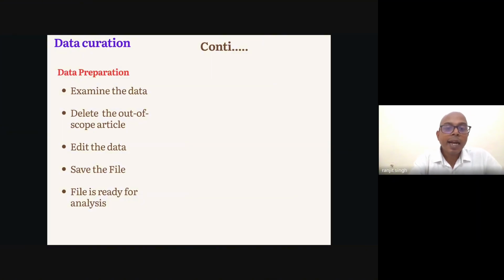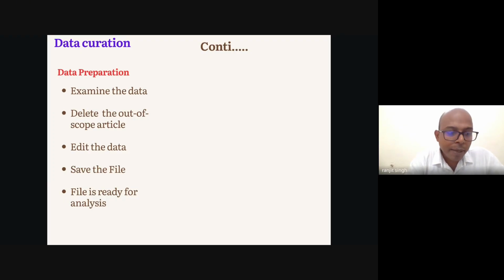Okay, and next is editing the data. For example, while indexing in Scopus and Web of Science, in some of my articles also, some articles have written Ranjit Singh, some have written R Singh, because the author is the same, but the names are different. So what you have to do? You have to edit the data.